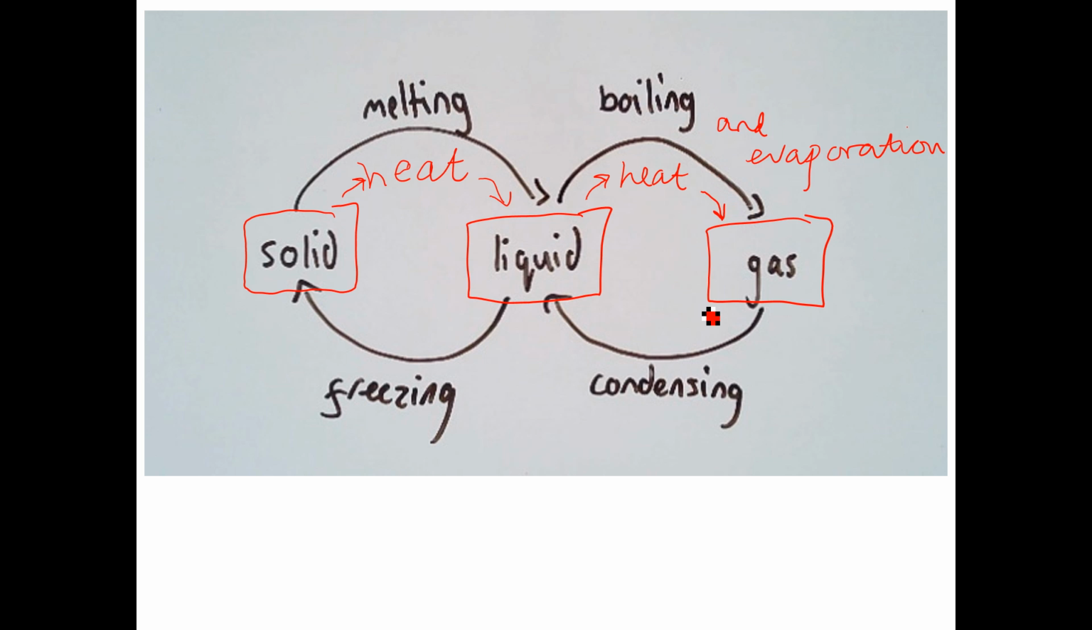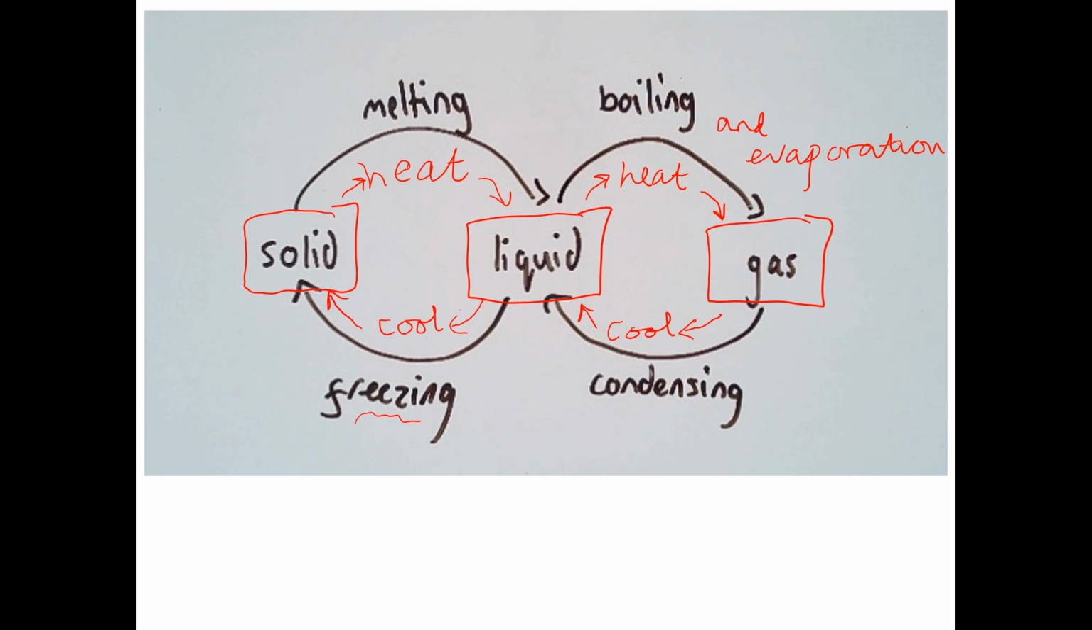Going the other way, if we cool a gas down, if we take away some of that energy, the gas will turn to a liquid. And this is what we call condensing or condensation. And similarly, if we remove the energy from the particles in the liquid and we cool it down, like putting some liquid water into the freezer, it will freeze. And by freezing, we mean it will turn into a solid.